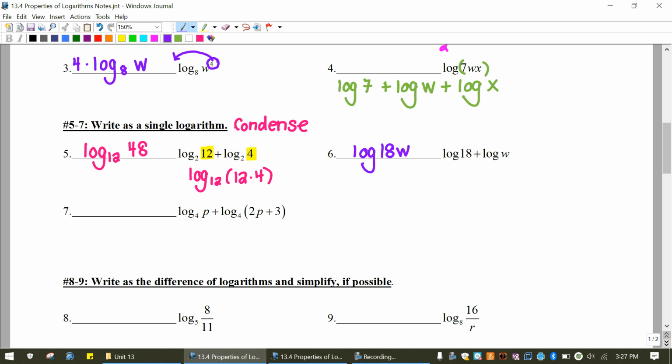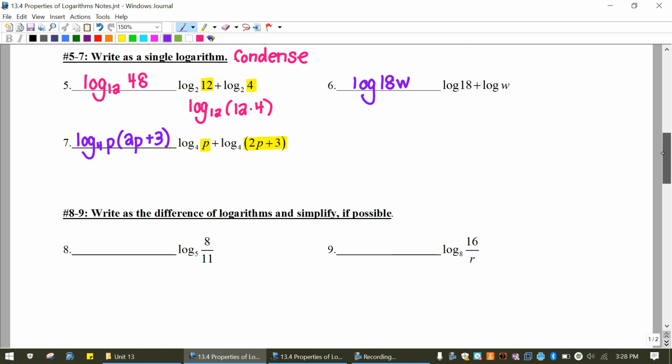All right, and then the last one of this section, again, addition here. So it's going to be log base 4 of these two terms multiplied together. So log base 4 of p times 2p plus 3.